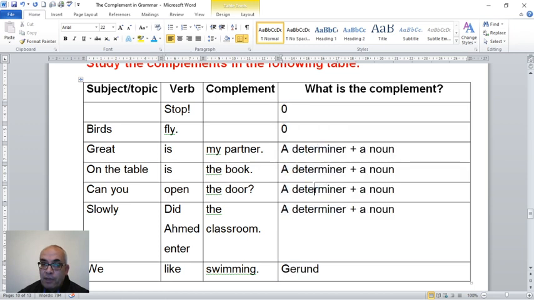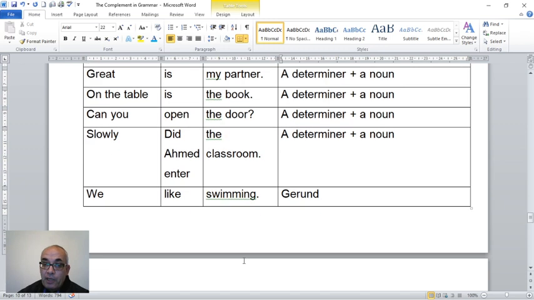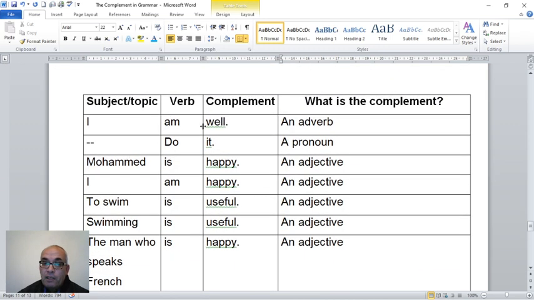So you can see what is a complement. A complement may be a determiner and a noun, maybe a gerund. We like swimming. I will give you more examples. This is the complement, adverb of, I show you like how I am. And this is a pronoun. Muhammad is happy, it's an adjective. I am happy. So adjective, useful. To swim is useful. The complement is an adjective. But the beginning is different.